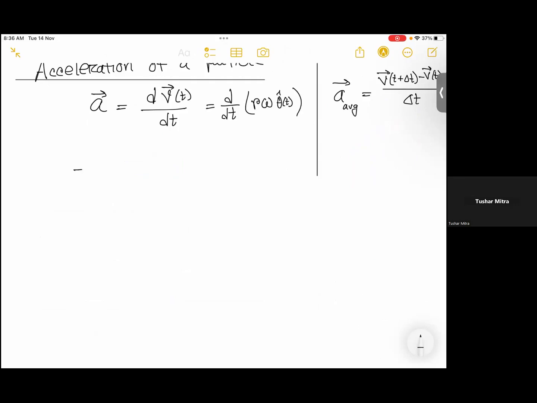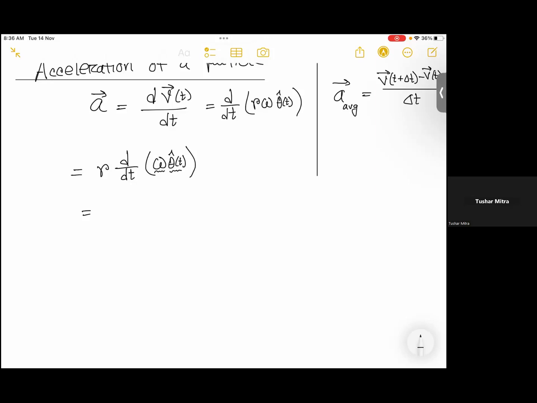Now here, your r is a constant, obviously, so you can take that outside and you differentiate just omega and theta hat of t. Now you have two quantities that both can depend on time. Omega can depend on time, theta hat can also depend on time.